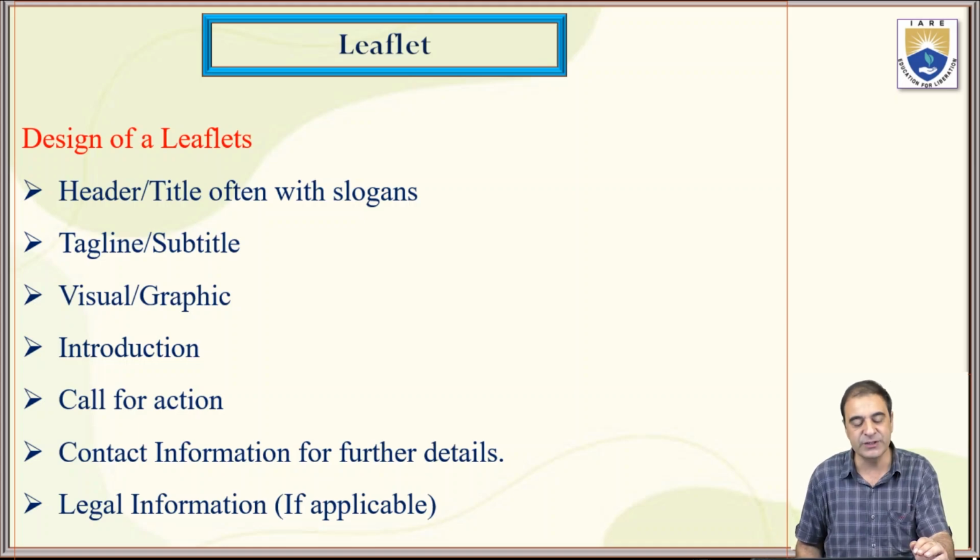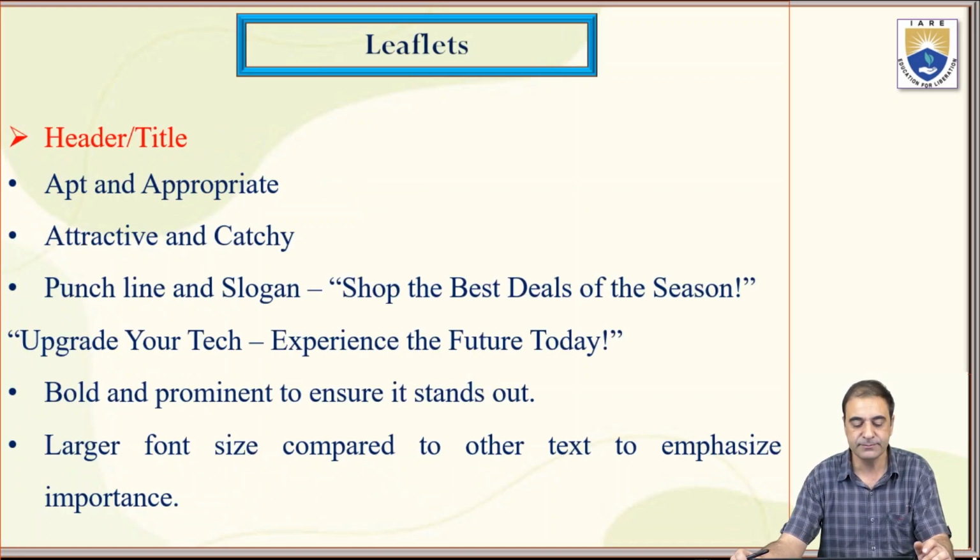First and foremost is the header or title or caption. This title must be apt and appropriate. First, the title must be brief, to the point. At the same time, it must be apt and appropriate. It should be relevant to the subject matter and to the text. That's why we say it should be an apt and appropriate title.